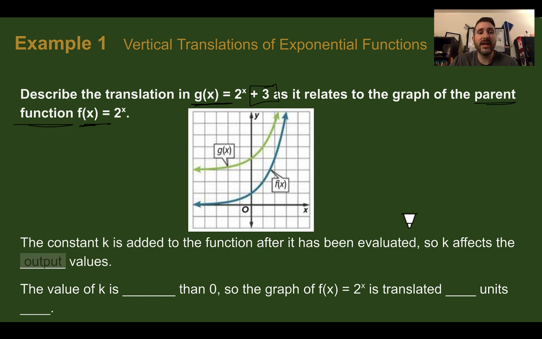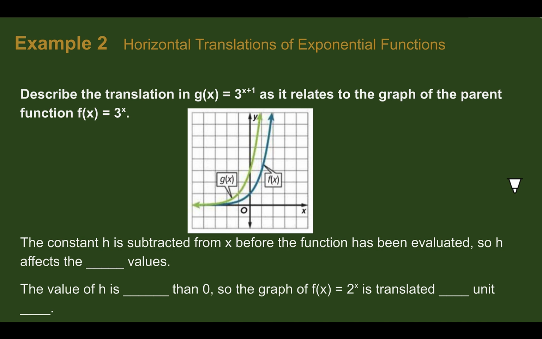If it's at the end, that is going to affect your output, meaning it's going to move it up or down because output is your y values. Since that value is greater than 0, then this is going to be translated 3 units up. And we can see right there, plus 3, moving it 3 units up. If we look at the graph, we can tell here's our original y-intercept, here's our new y-intercept. How many units was that? 3. 3 units up. And if we check other points as well, they are all translated 3 units up.